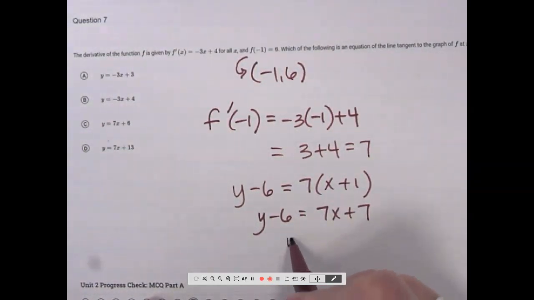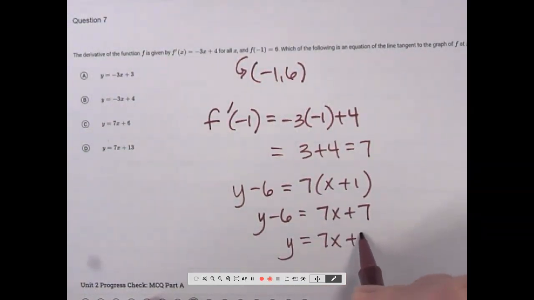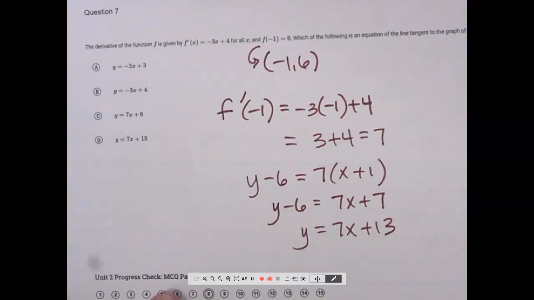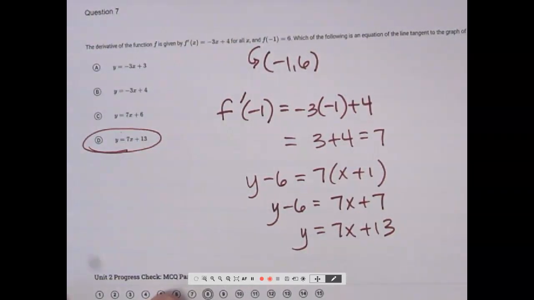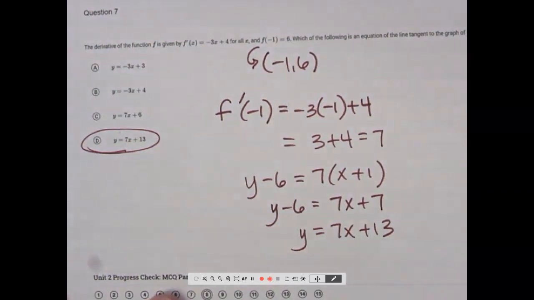Add 6. 13. And that gives me which answer? D. Question?